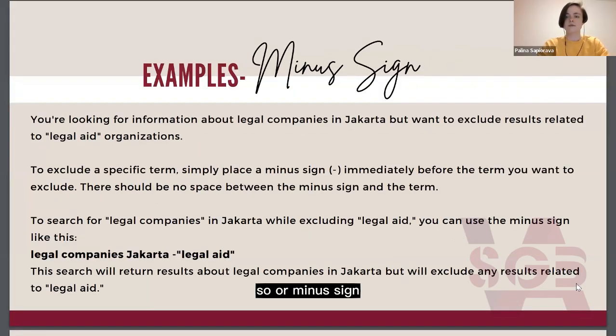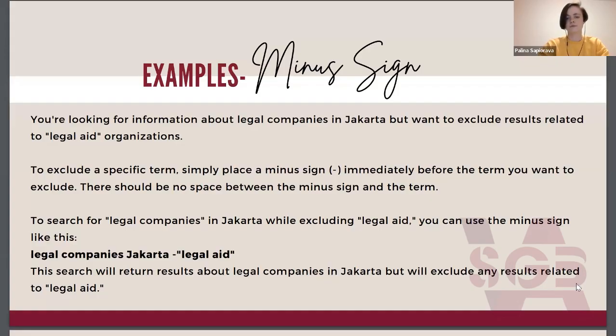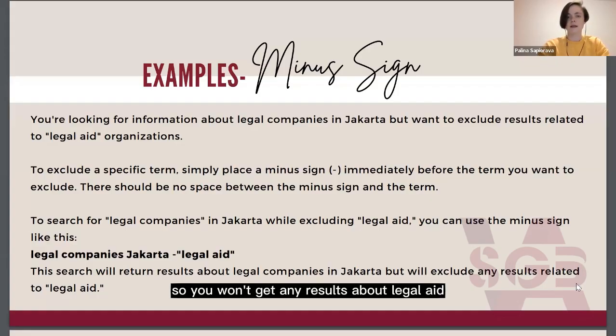Now the minus sign. You are looking for information about legal companies, but you want to exclude results related to legal aid organizations. So you just place a minus sign immediately before the term you want to exclude. Again, there should be no space between the sign and the word. And then you search for legal companies and exclude legal aid. So as you can see on the presentation, you won't get any results about legal aid, just about legal companies.